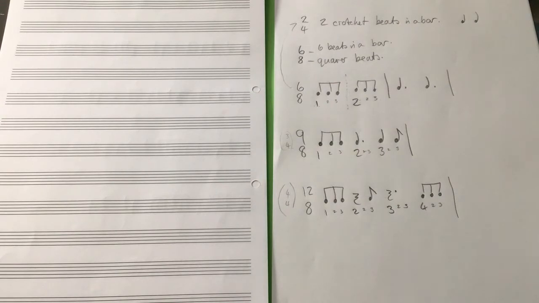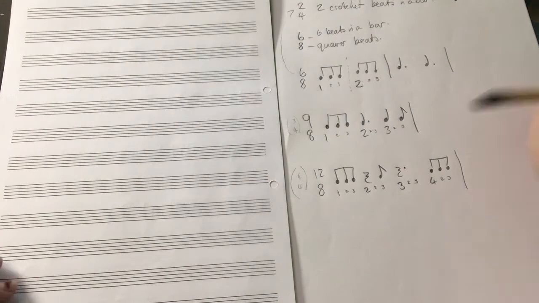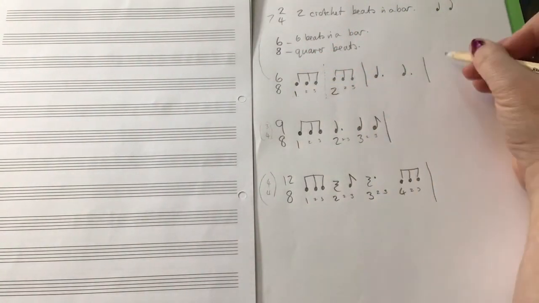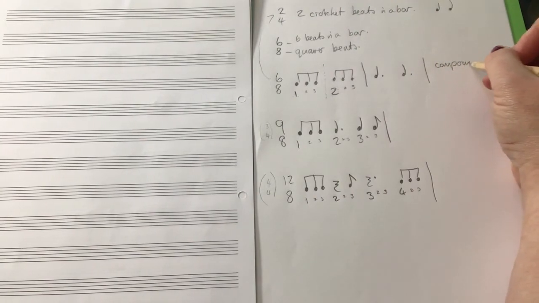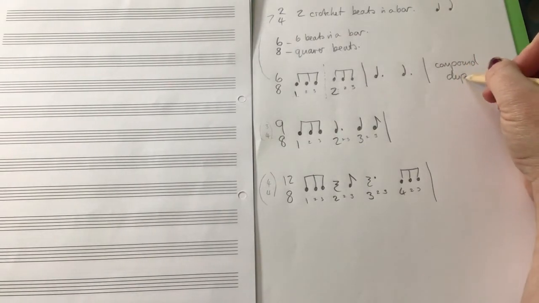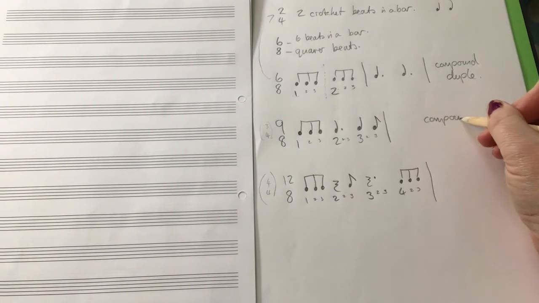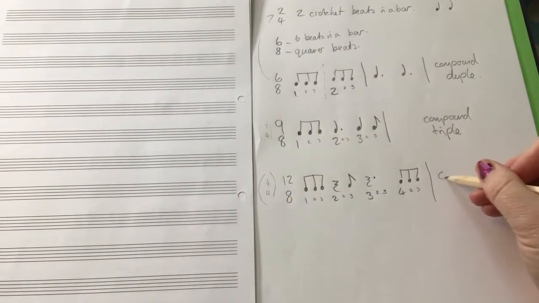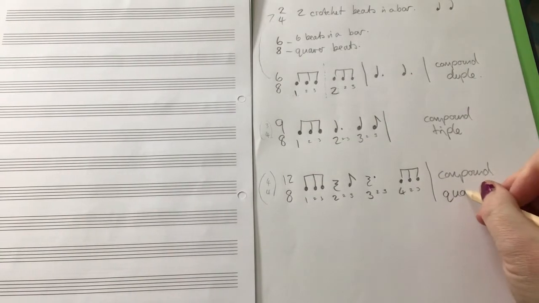So let's have a look at some bars and see if we can make sense of this. Oh, before I go on, actually, 6/8, I've said it's 2 beats in a bar, so that would be compound duple. 9/8 is compound triple, and 12/8 would be compound quadruple.